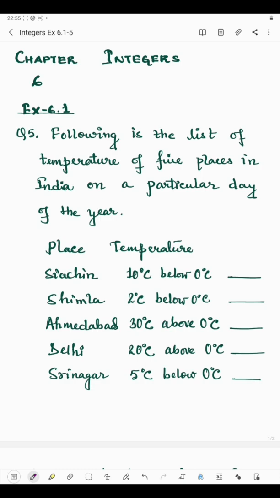Hello students, today I am going to start question number 5 of exercise 6.1. Now question number 5 says: following is the list of temperature of 5 places in India on a particular day of the year. Here we have some places in India and temperature is given.